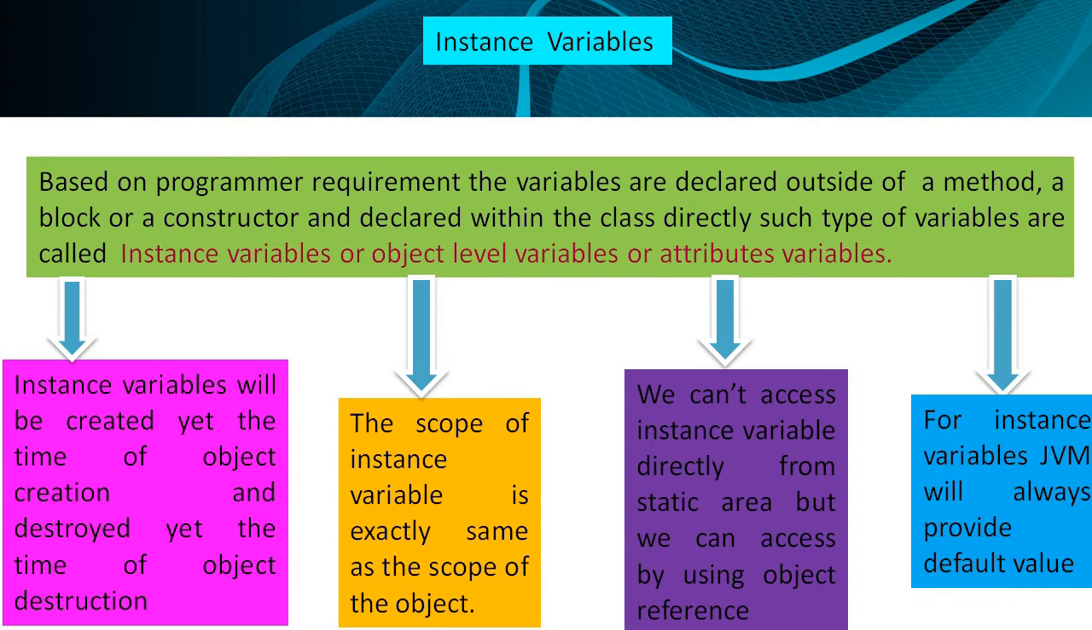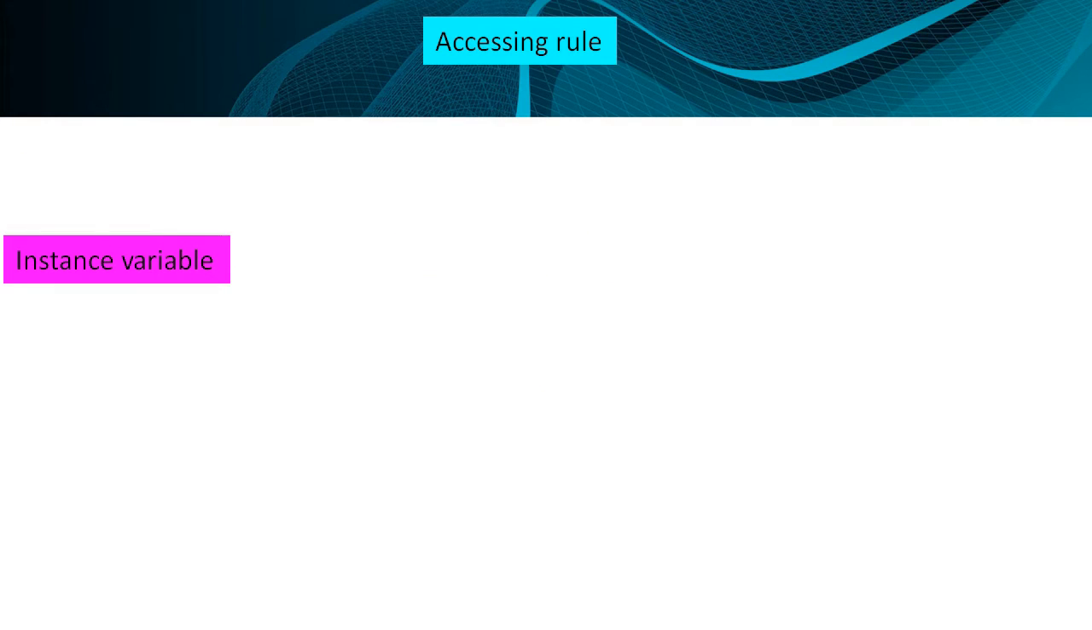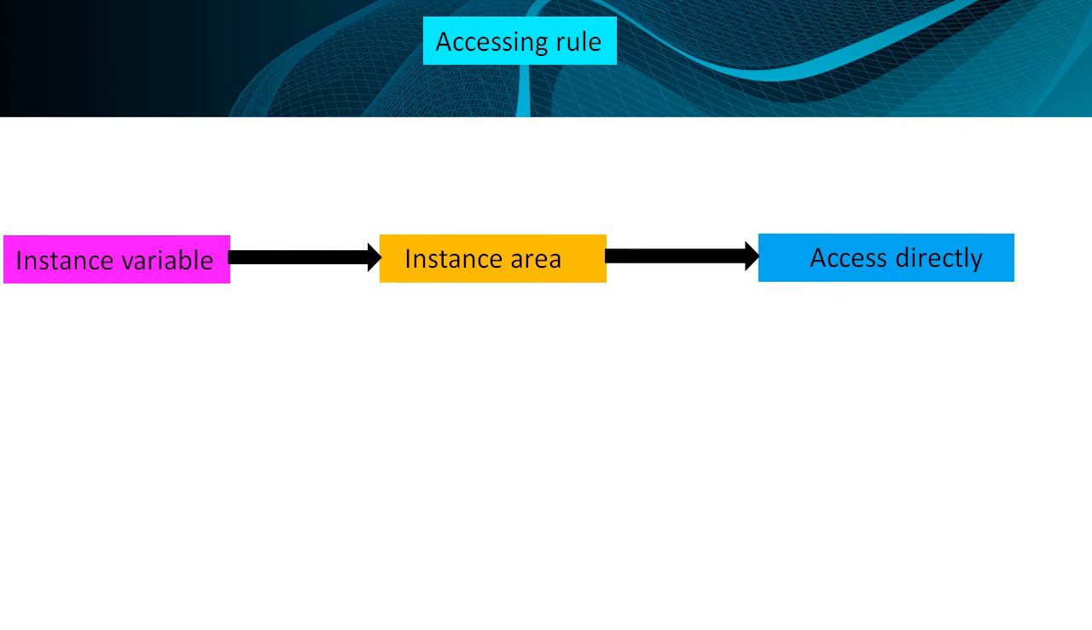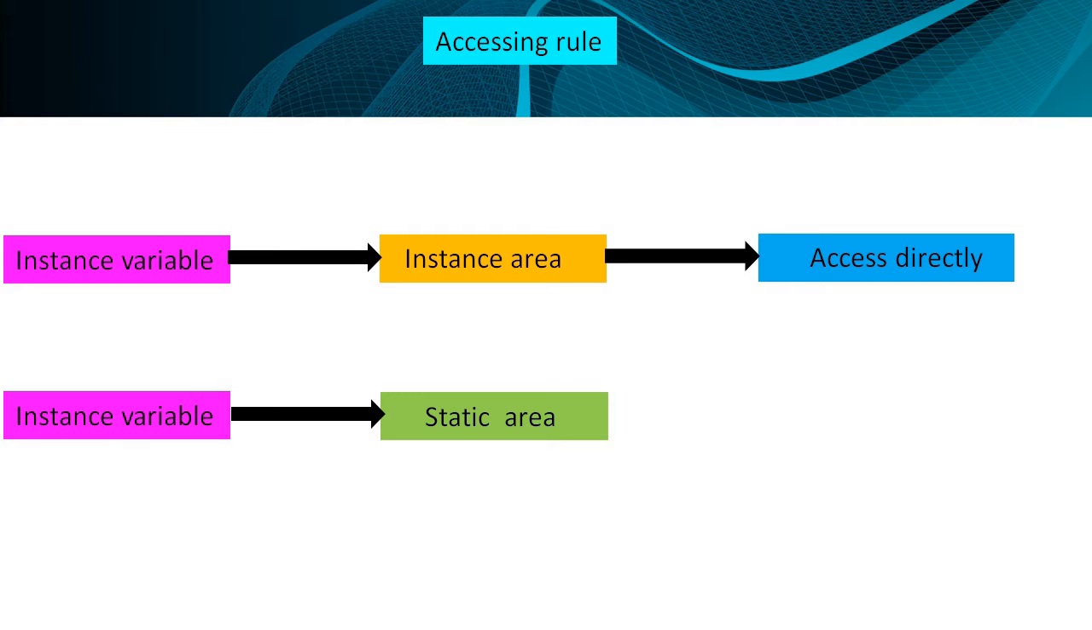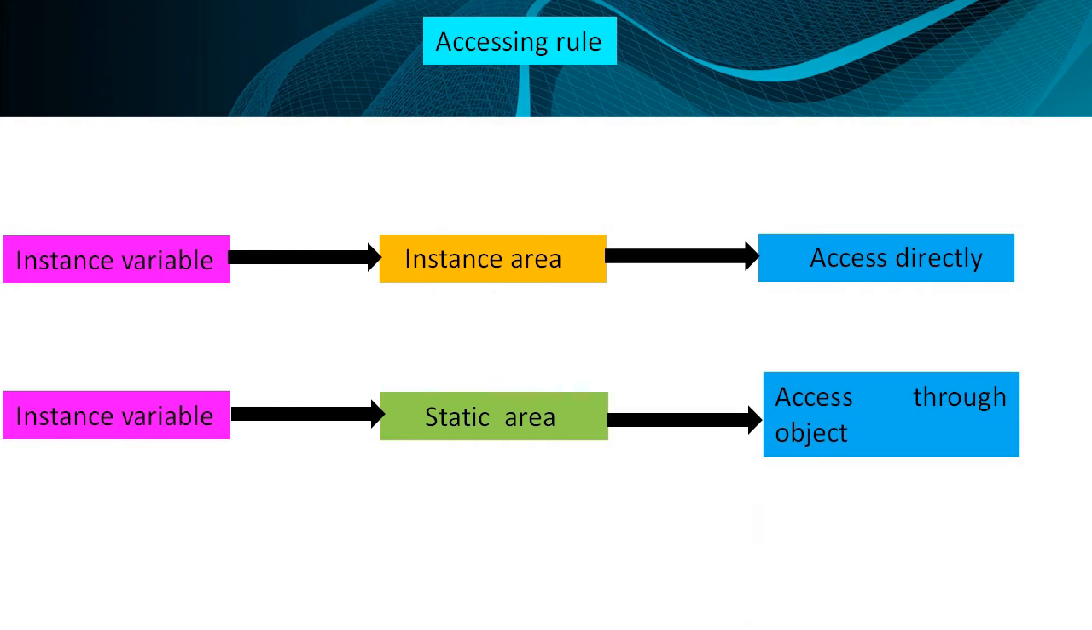We have to see that the instance variable will be accessed in the instance area directly. We cannot use any object for accessing the instance variable there. Here, the instance variable can also be accessed in the static area, but only by using access through an object. It will be accessed through the object of the class in the static area.